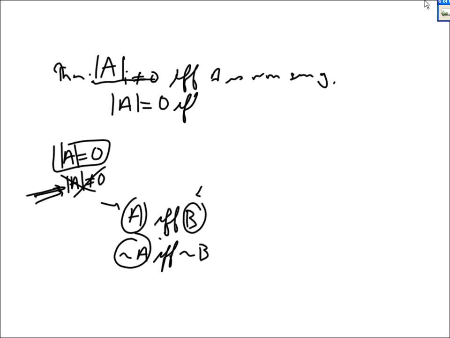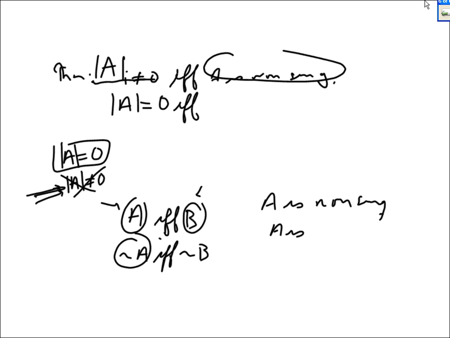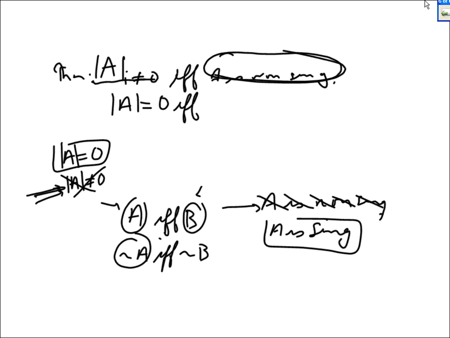If and only if I tell you that either A is non-singular or A is singular. There's no in between. And I tell you, I'm negating this. That is, this is not true. Let me cross it off then. Oh, A is singular.